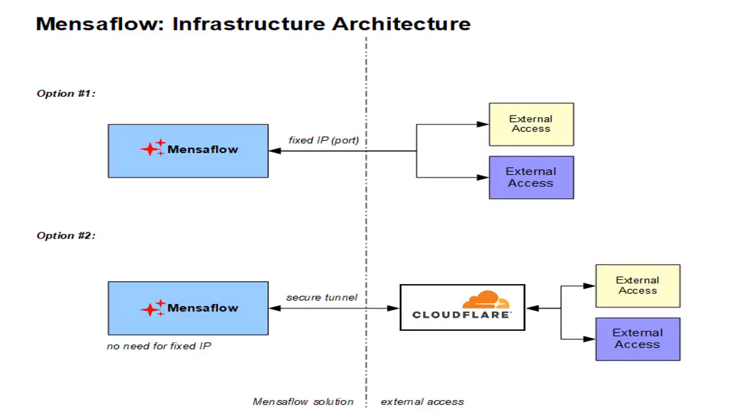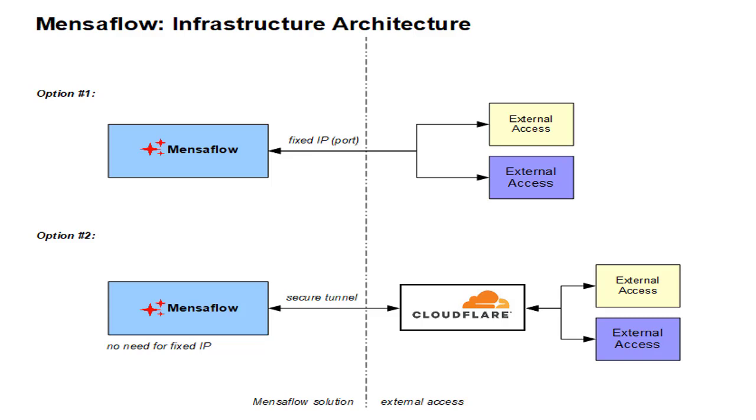A little bit about the infrastructure architecture. We have two options. One, you can run the Mensaflow server via a fixed IP and a certain port that you define, entities that we talked about earlier. So that's one option. The other option, which is the preferred option for us because it provides extra security, is we run it through Cloudflare.